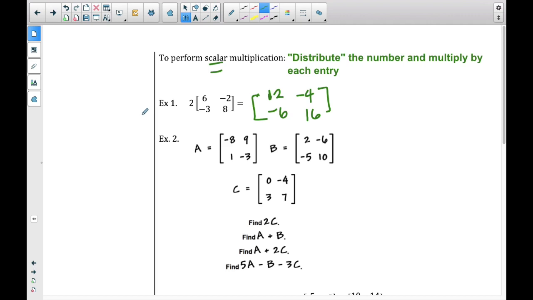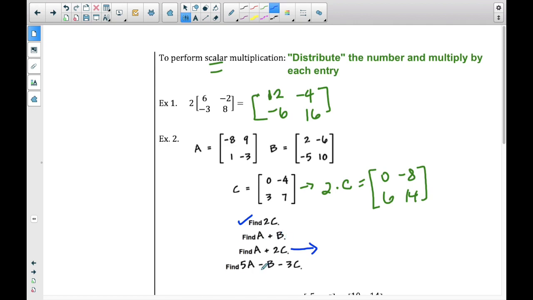It's pretty easy. So if we look down here, the first one says find 2c. So let's go ahead and do what is 2 times c. Why don't you pause here and fill in what you think is the answer for 2 times c. Okay. When you multiply 2 times c, you should have gotten 0, -8, 6, and 14 in your matrix. Let's try this example. It says find 2c. We did that one.